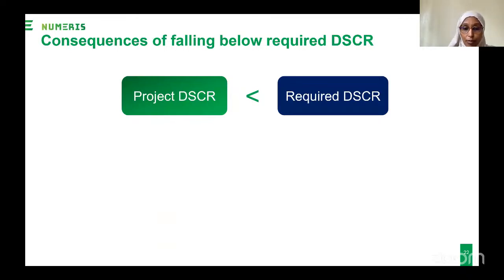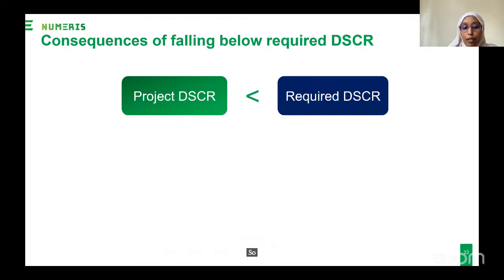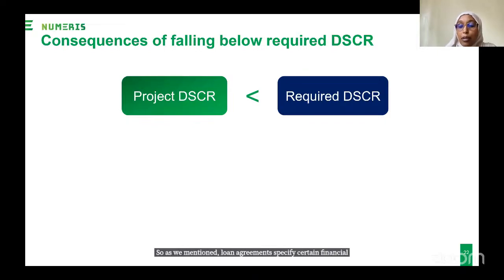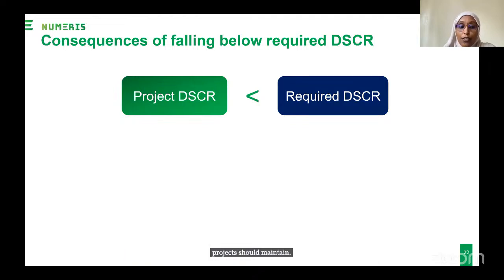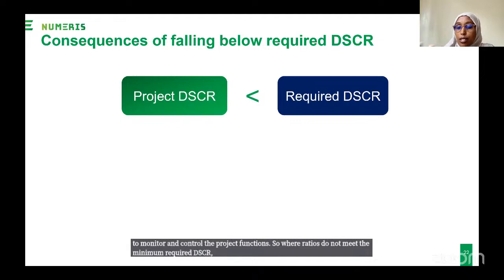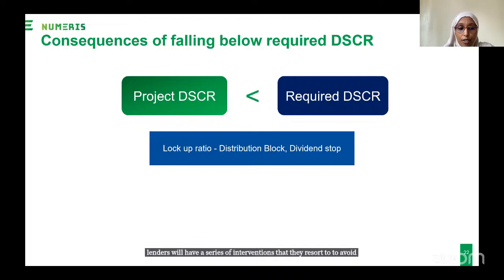So we have now looked at how target DSCR can be used for debt sizing. It is an important metric. So what happens when the project is unable to meet this target? As we mentioned, loan agreements specify certain financial covenants, such as the minimum required DSCR that the project should maintain. So after financial close, during operations, lenders will typically use these ratios to monitor and control the project functions. Where ratios do not meet the minimum required DSCR, lenders will have a series of interventions that they resort to, to mitigate their risks.